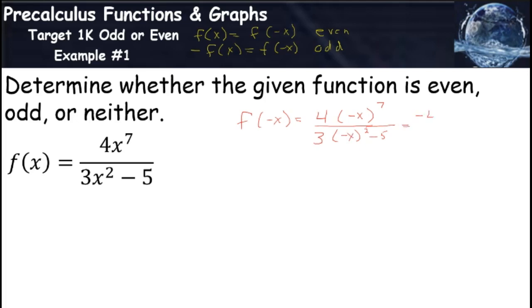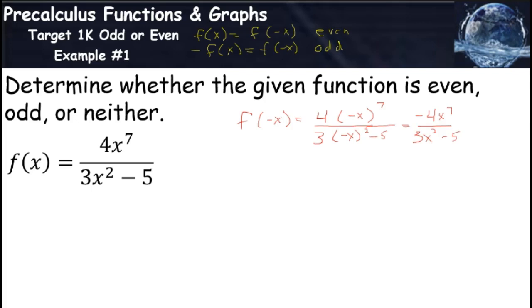So here I get negative 4x to the 7th over, now it's negative 4x to the 7th because negative x raised to the 7th power means multiply negative x by itself 7 times. Anyway, you're going to end up with a negative because a negative times a negative is a positive, times another negative is a negative, times another negative is a positive, times another negative is a negative, times another negative is a positive, times another negative is a negative. So you get negative 4x to the 7th, or 4 times negative x to the 7th, which gives you the negative 4x to the 7th. But here, negative x squared is going to just give you a positive x squared. So this turns into 3x squared minus 5.